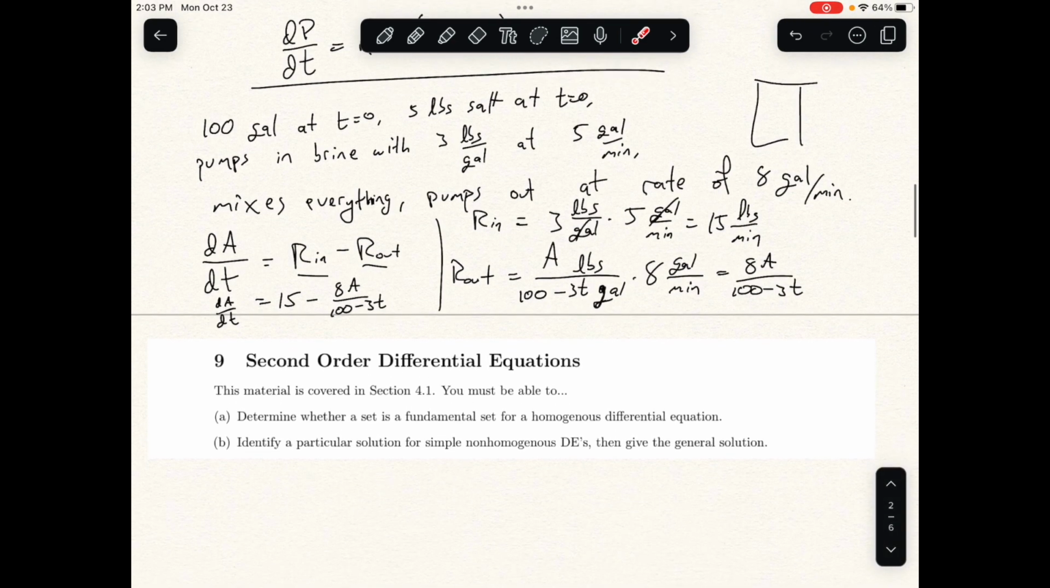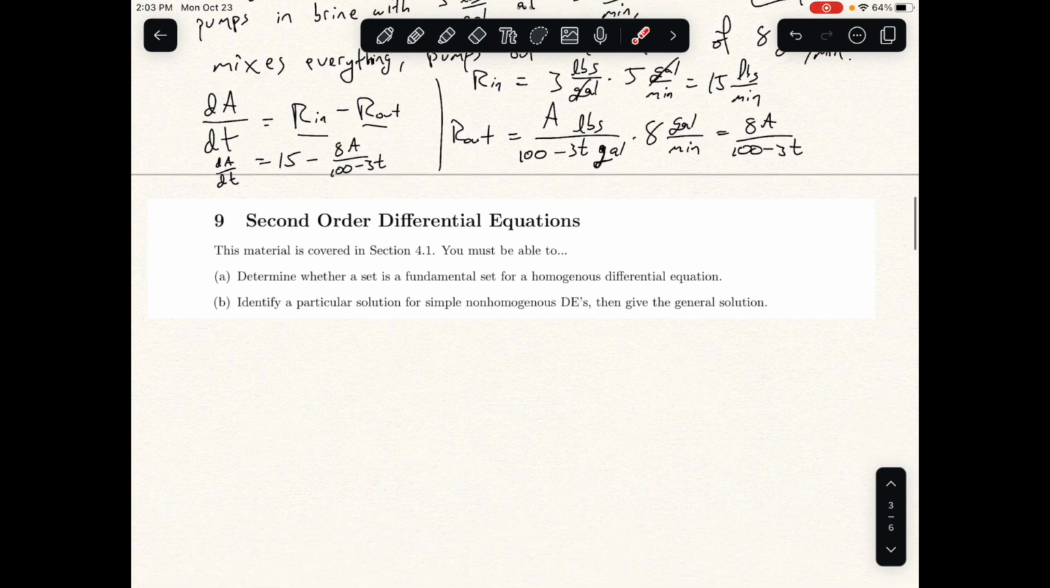Okay, LO9 is on second order differential equations. This is sort of the overview section, covering 4.1. So you should be able to determine whether a set is a fundamental set for a homogeneous differential equation. And then you should be able to identify a particular solution for simple, basic, non-homogeneous DEs, and then give the general solution. So these are the ones where I basically tell you what the fundamental set is, and you have to verify it. And if the differential equation is simple enough, you should be able to find a particular solution and then use all that information to put everything together.